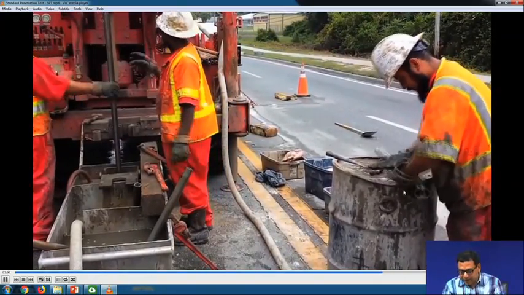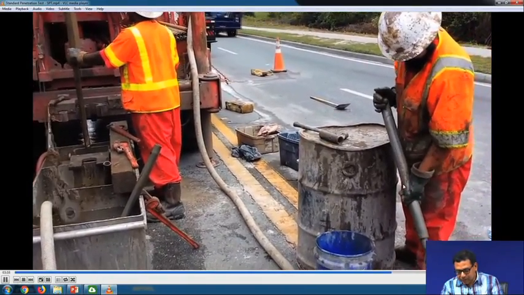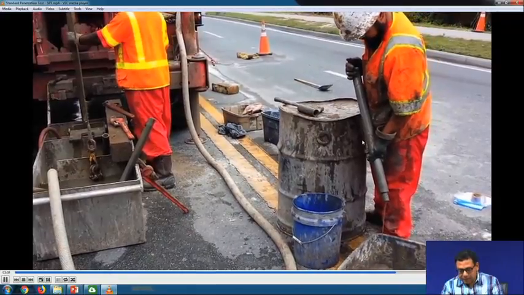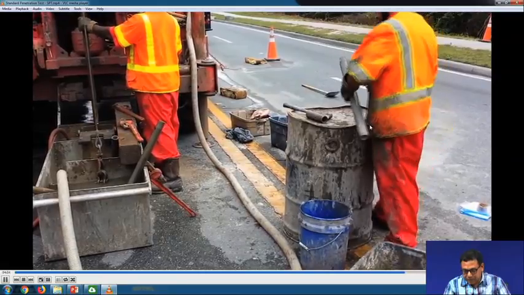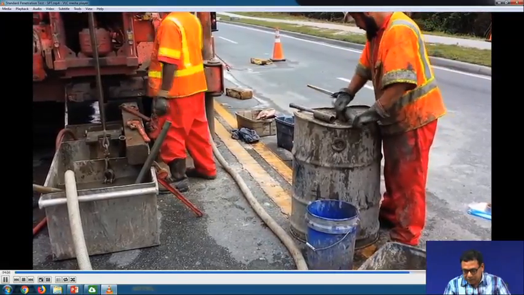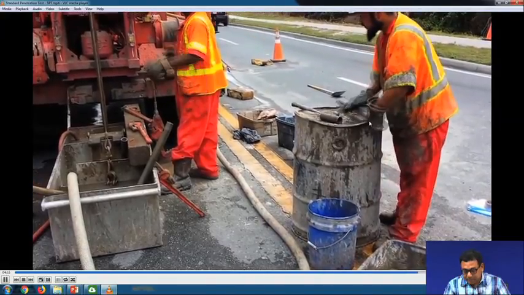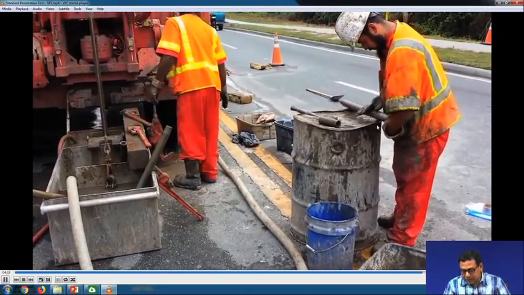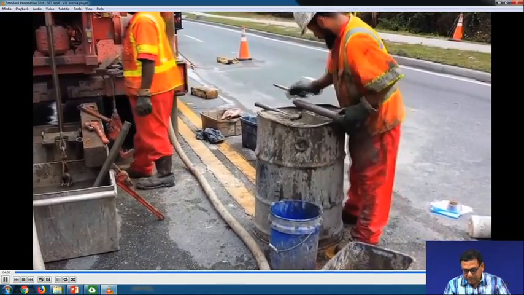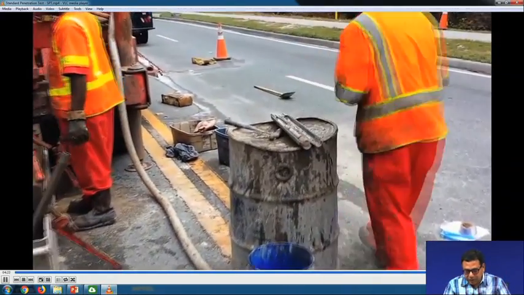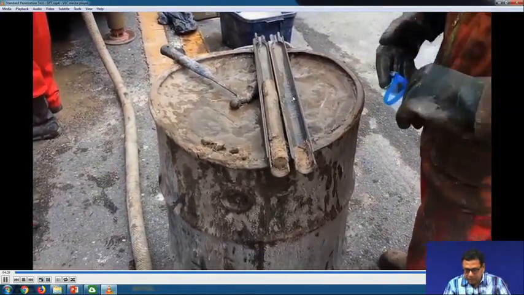There is a cutting edge that is removed, and then the soil sample will be collected. It has two halves, so by opening these two halves you can collect the soil sample. The cutting edge is first removed and then the sample is collected. This sample is collected from the required depth.